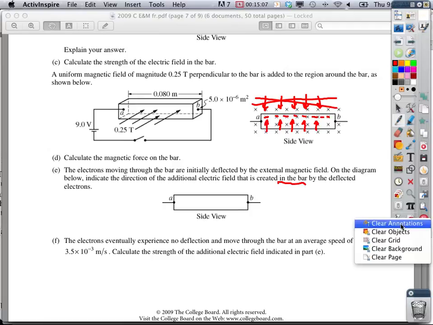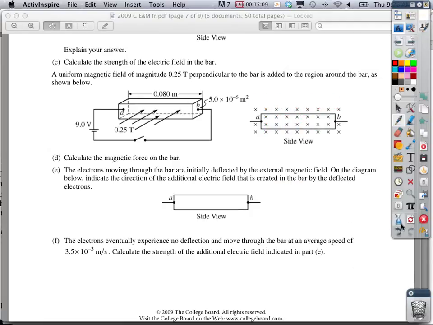And then when you're using the right hand rule, or the so-called right hand rule. Yes, exactly. Yeah, because your fingers are in. Okay, questions?